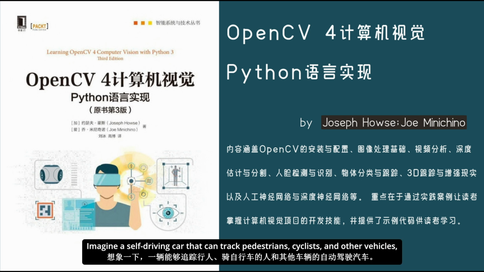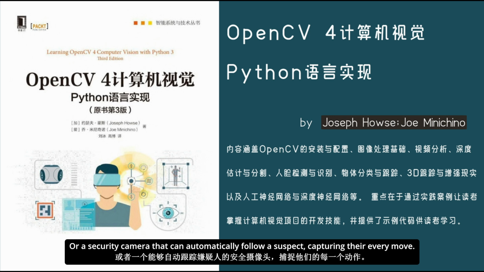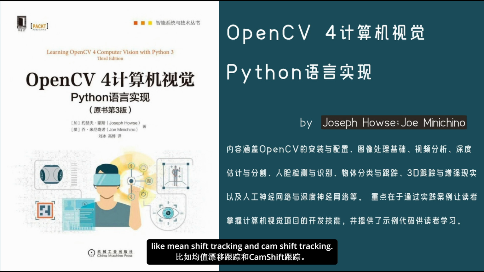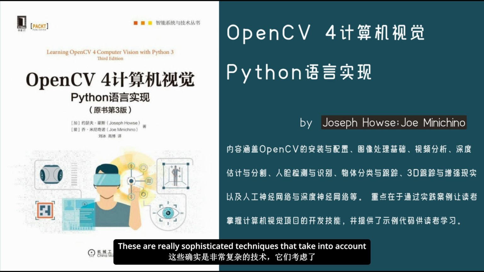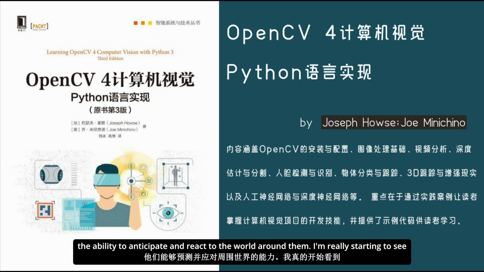Imagine a self-driving car that can track pedestrians, cyclists, and other vehicles, predicting their movements and making split-second decisions to avoid collisions. Or a security camera that can automatically follow a suspect, capturing their every move. Exactly. The book delves into various algorithms that make this possible, like mean shift tracking and cam shift tracking. These are really sophisticated techniques that take into account the object's color, shape, and motion to accurately track it. It's like giving machines a sixth sense, the ability to anticipate and react to the world around them.